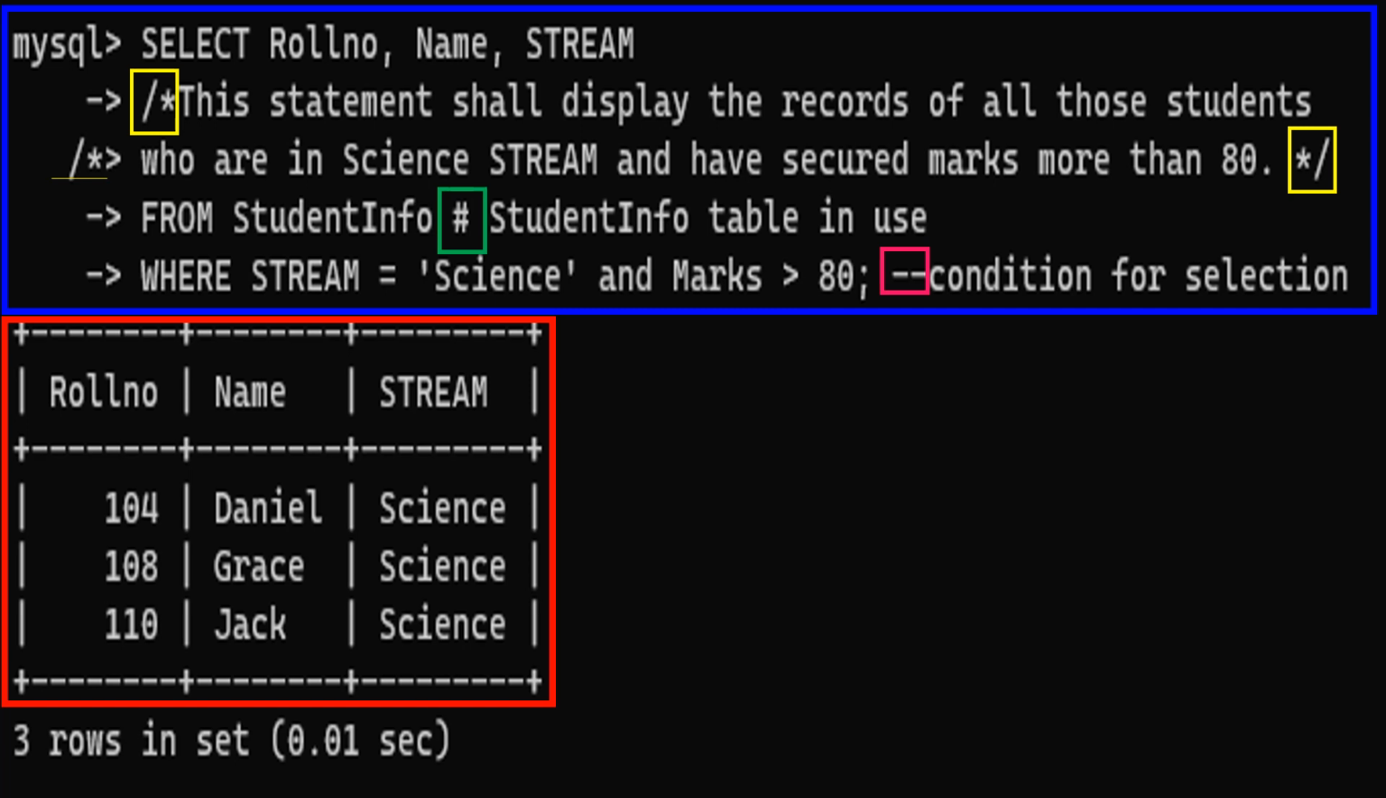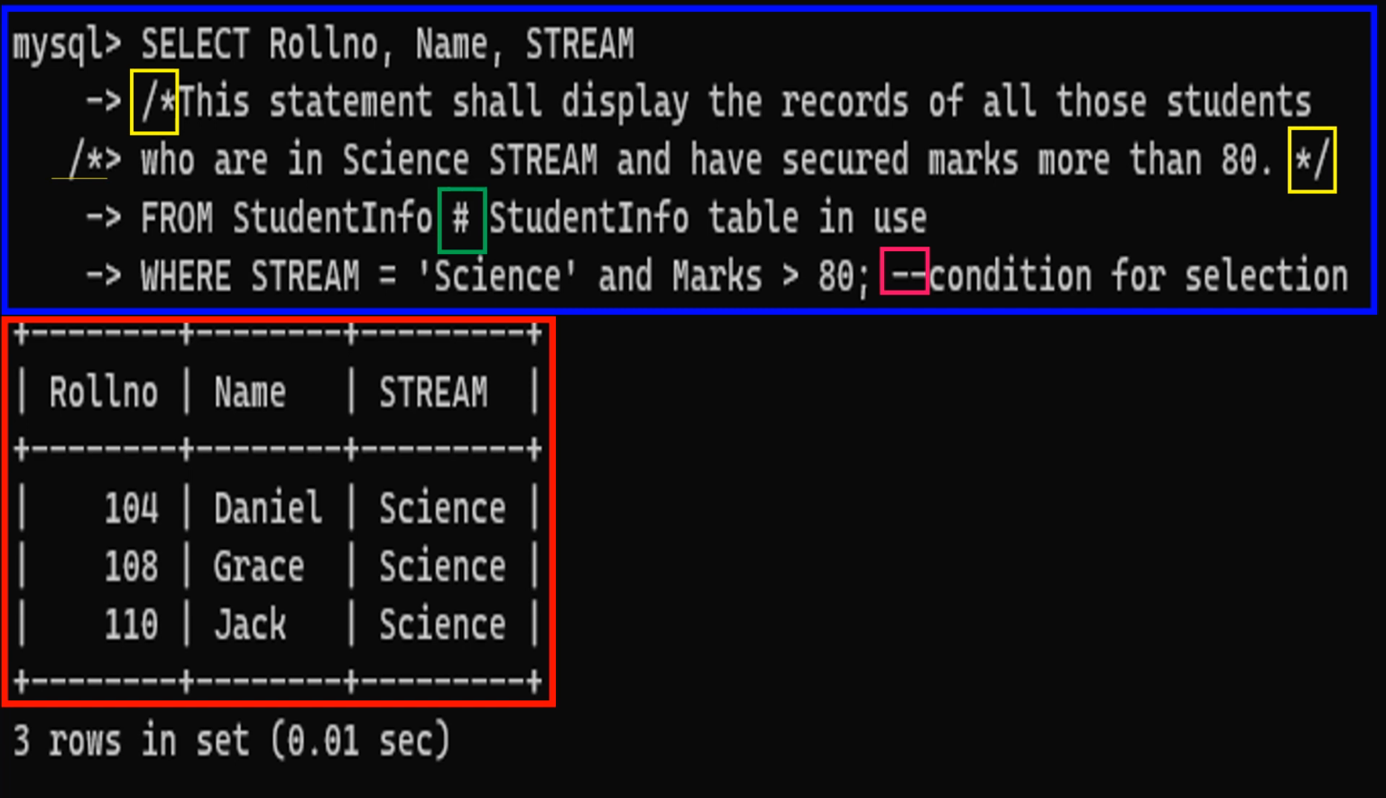Let's see an example. Look at the blue box. In the MySQL prompt, we type the statement: select roll no, name, stream. Now, look at the second line. We use the comment style /*, marked in a yellow box for your reference, and we write the comment text inside. Let's read the statement: this statement shall display the records of all those students.